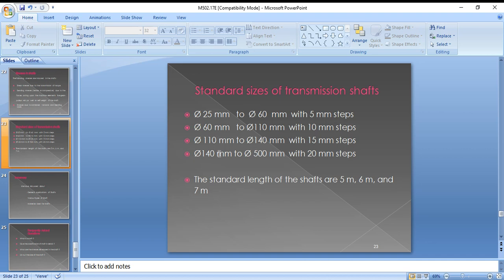Next one is 110 to 140, in 15 mm steps: 110, 125, 140. Then from 140 to 500 mm, it is in 20 mm steps. These are all the standard available diameter sizes, and the standard lengths are 5, 6 and 7 meters. If you want different sizes, you need to place a special order. Otherwise, these are the available sizes of the shaft.